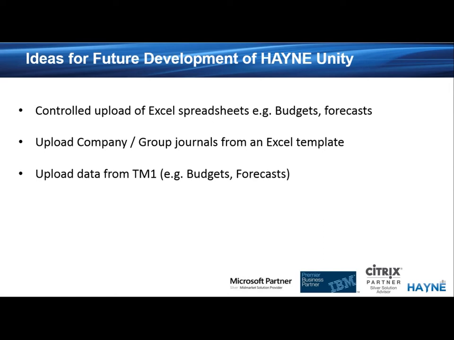A lot of companies we work with still like the idea of doing company or group journals from within Excel and then uploading those. So we'll be looking at whether we can automate that process and make it easier for the user using an Excel template. Also, as we increasingly get into integration and use TM1, we want to automate the whole process of taking data out of TM1 for budgets and forecasts and loading that into Cognos Controller.